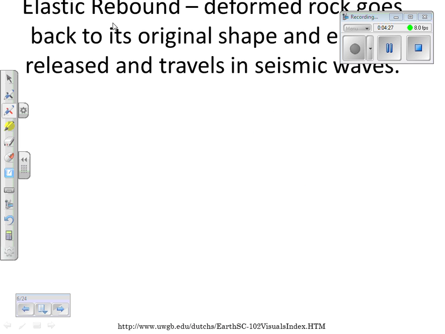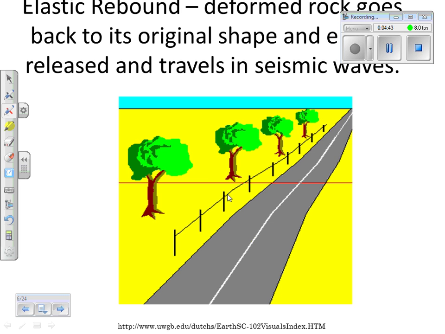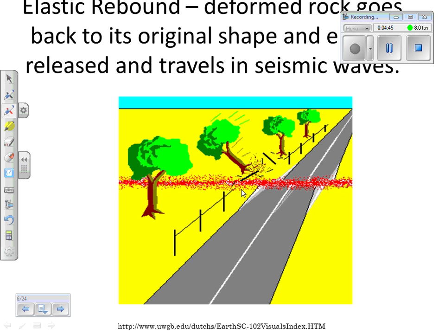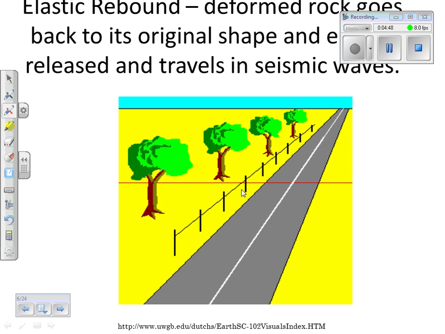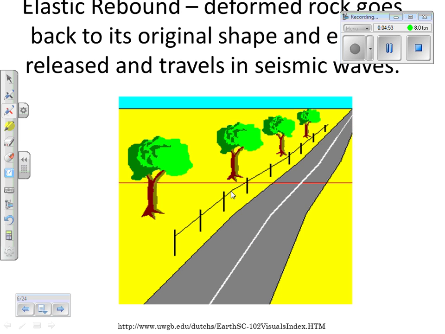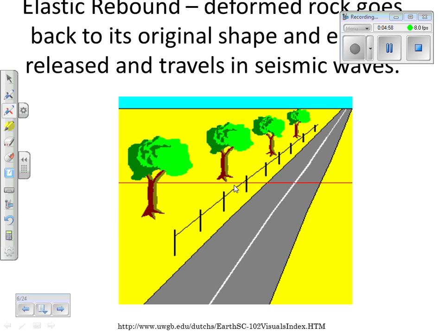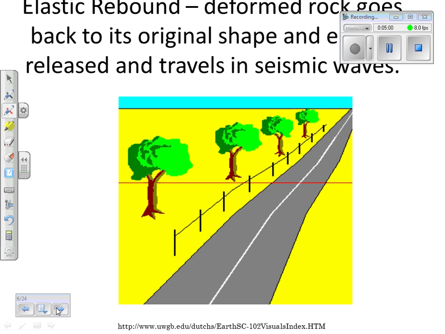So elastic rebound is where deformed rock goes back to its original shape and the energy is eventually released and travels in seismic waves. Okay, so this shows kind of an example of how that release of stress, the tension builds up and then it breaks at the fault.